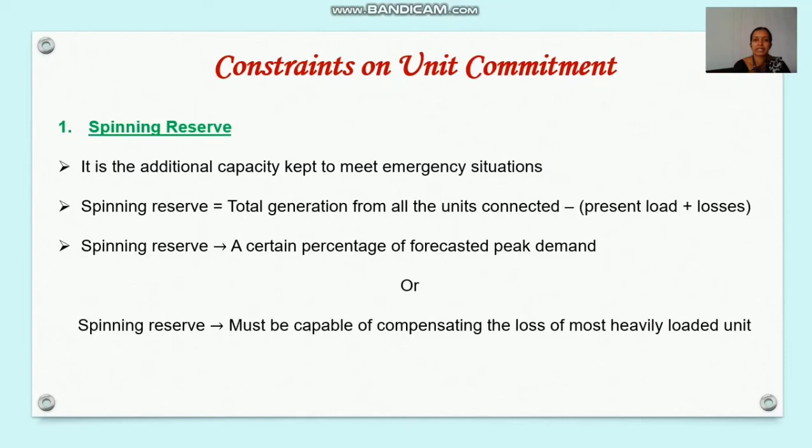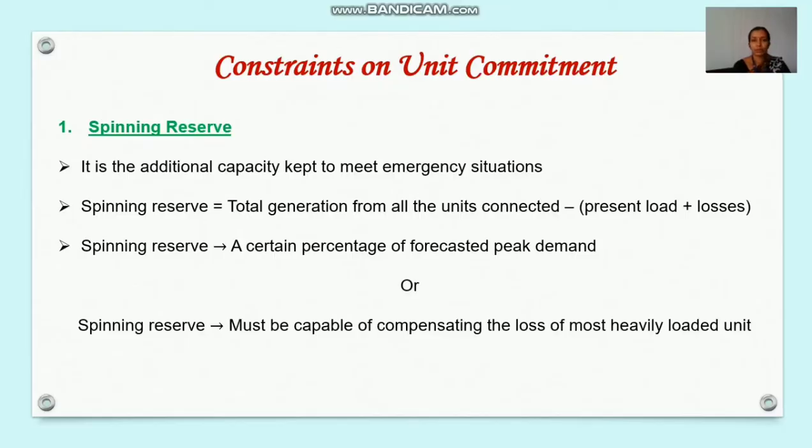How will we decide how much of power has to be kept as a reserve? അതെങ്ങനെയാണ്? Either a particular percentage of the forecasted peak demand is kept as a reserve, or the reserve must be capable of supplying the power when the most heavily loaded unit has to be turned off. So this is what spinning reserve is.